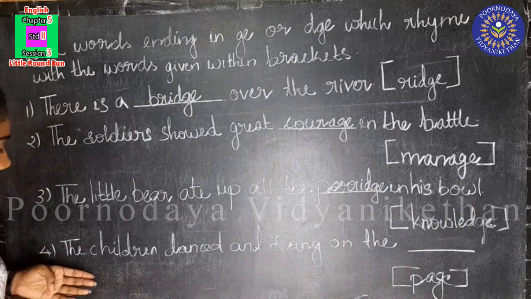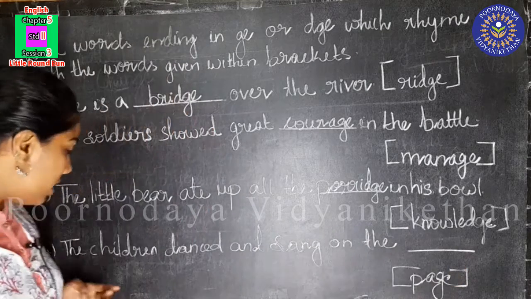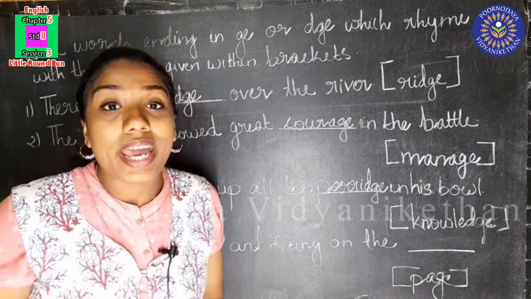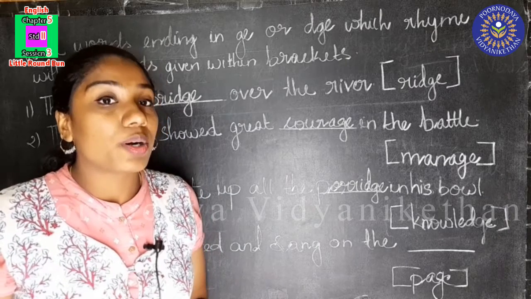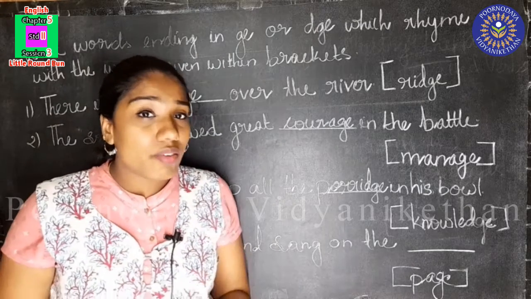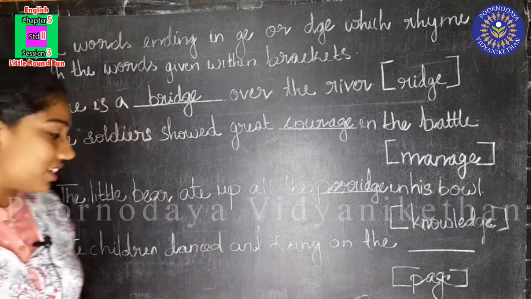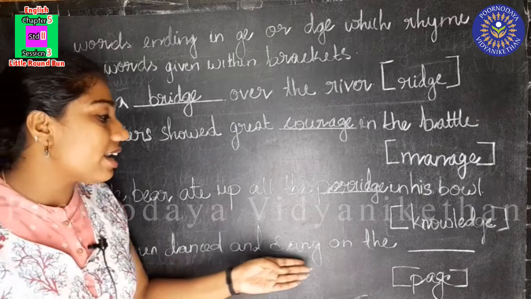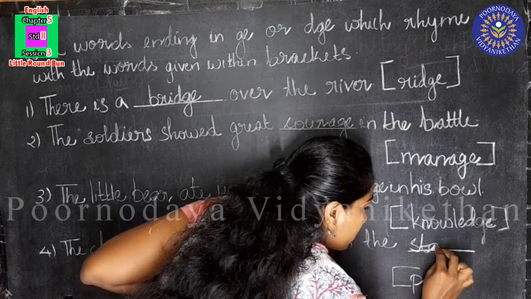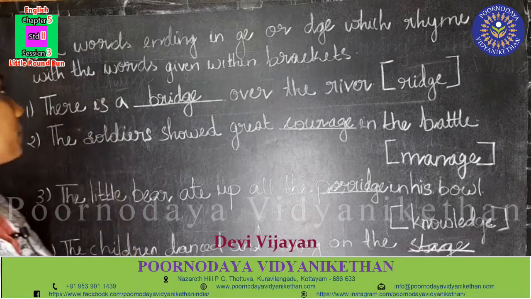And see the last one. The children danced and sang on the dash. A word is given here, page. What is the rhyming word for page? The children danced and sang on the, where do we dance and sing? On the stage. The children danced and sang on the stage. We can write here, stage.